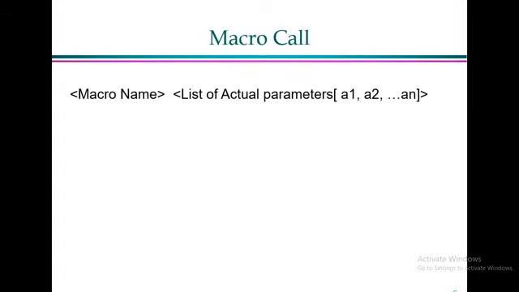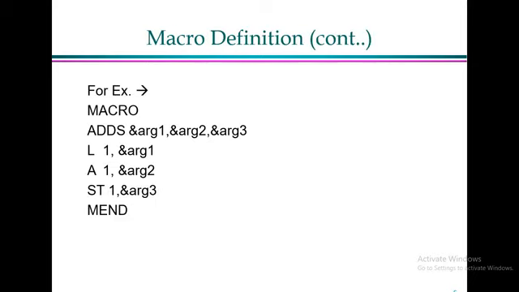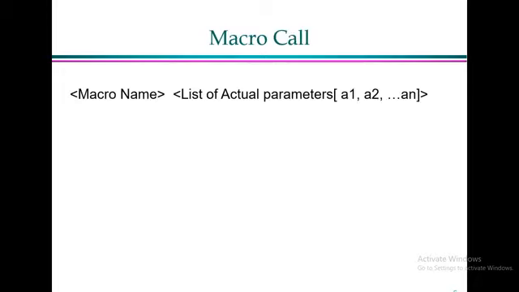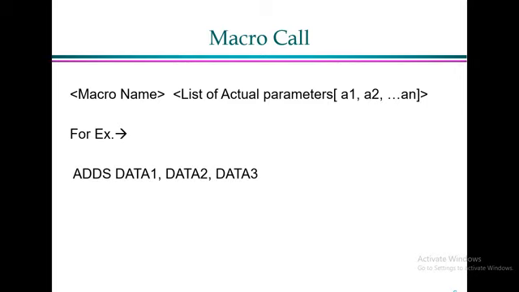Now see what is a macro call. For a macro call the syntax is the name of a macro, then a list of actual parameters. In the previous case, the name of the macro is ADDS. Here the formal parameters ARG1, ARG2 and ARG3 are given as input to the macro. But in a macro call, after the name of a macro, a list of actual parameters is passed. For example, after ADDS: DATA1, DATA2 and DATA3. These are the actual parameters which are given as an input to the macro call. Now see one example.